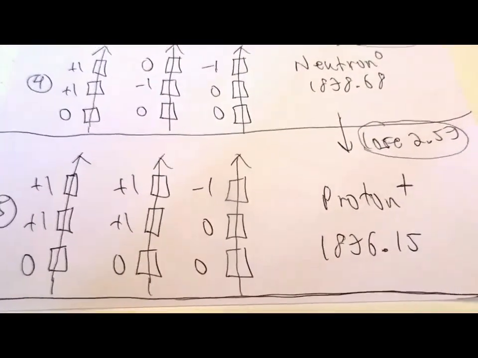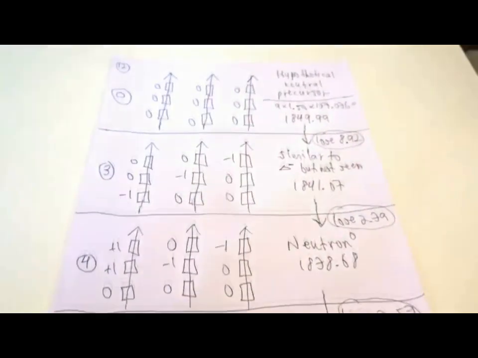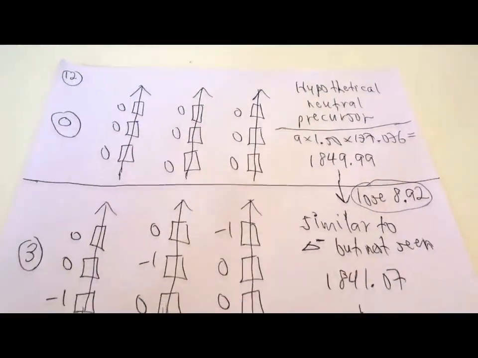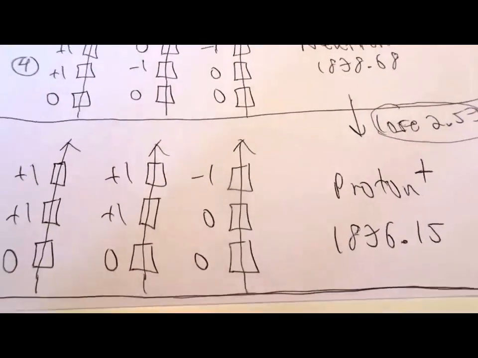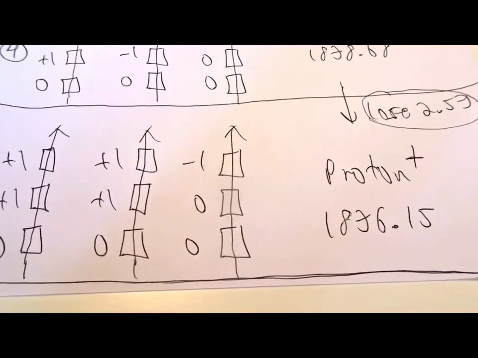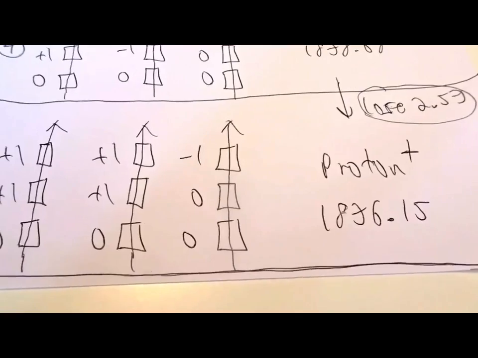This scheme is, of course, very speculative, but it gives you an idea of what we might have to do to make the total masses of a neutron or a proton. Thank you very much. Enjoy watching this video.